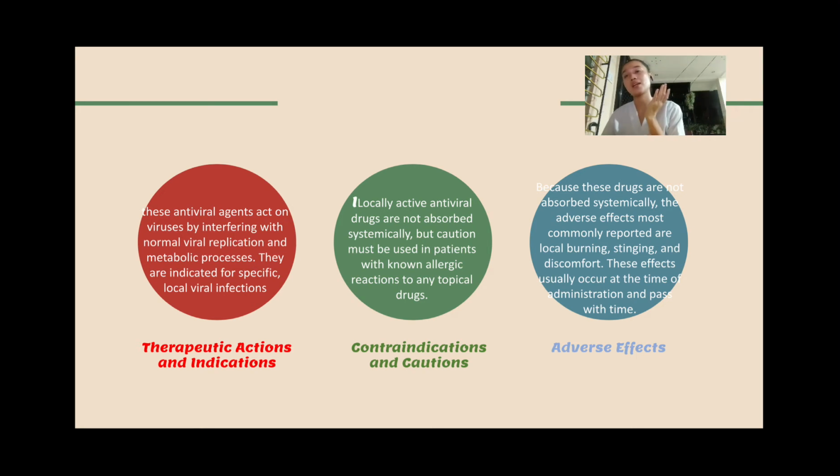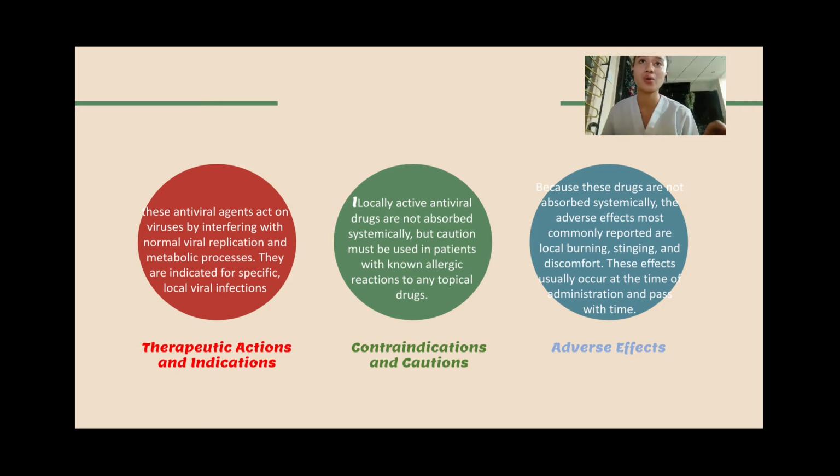Like for example, herpes that appears on your genitalia, or something somewhere in your body. And next we have the contraindication and caution. So locally active antiviral drugs are not absorbed systemically, but caution must be used in patients with known allergic reaction to any topical drug. So for example, like fever blisters. If the doctor once gave you medication or drugs before, they will assess what allergic reactions you had, so that they will be aware.